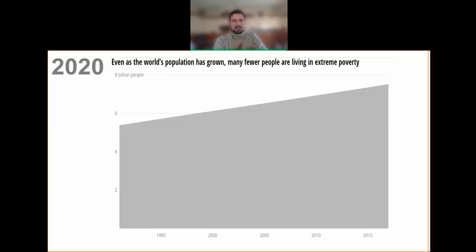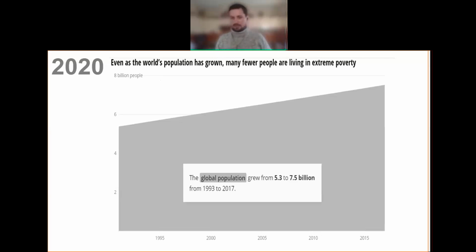So here, this is a chart about extreme poverty. Even as the world's population has grown, many fewer people are living in extreme poverty. And as you scroll down, here I have a static version because I didn't want to have internet connection issues. But I will show you the live version later. As you scroll down, then targeted information is being displayed on the screen. So here you have information that the global population grew from 5.3 to 7.5 billion from 1993 to 2017.